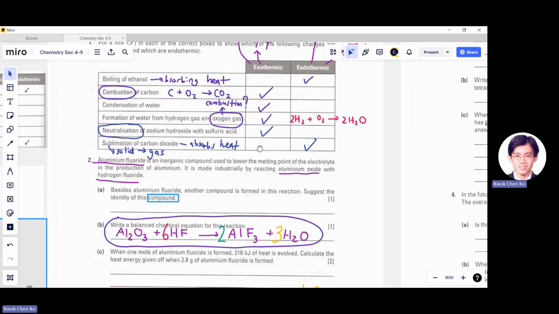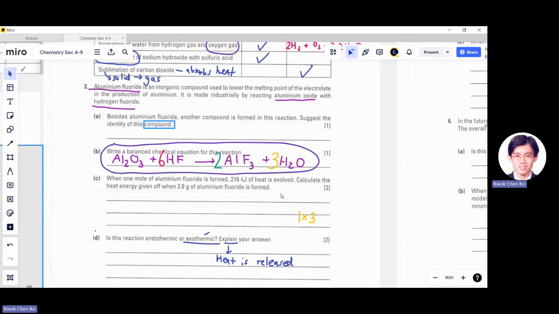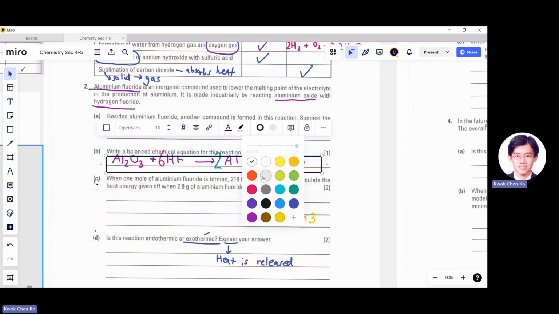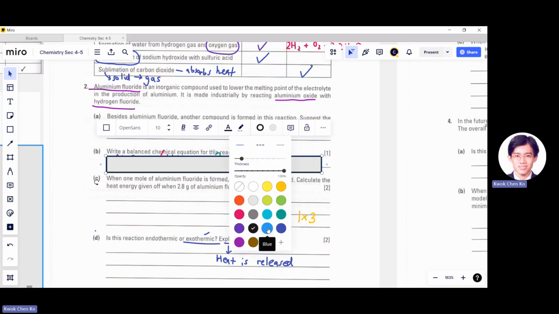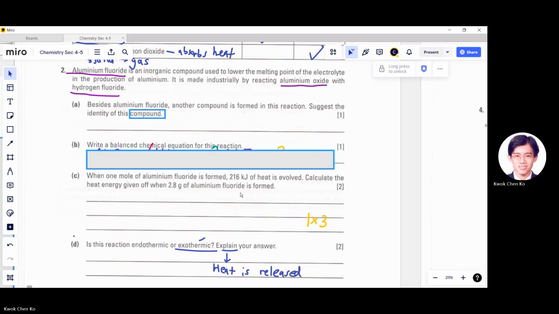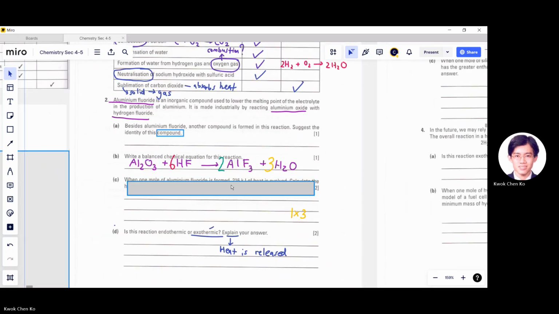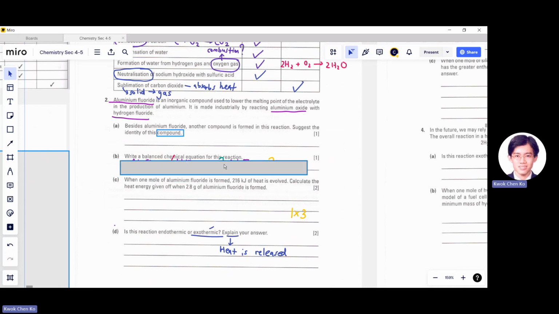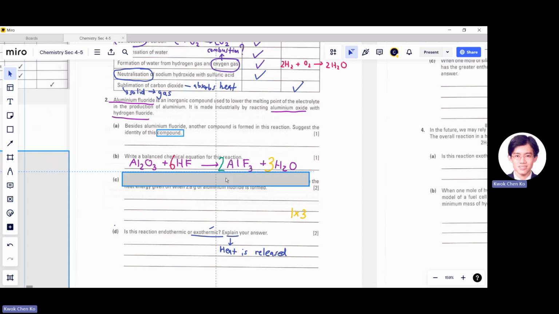Okay, then neutralization, also exo. Sublimation. You get it. Aluminum chloride. Aluminum oxide, so it is hydrogen oxide, H2O, water. Oh, now combustion.